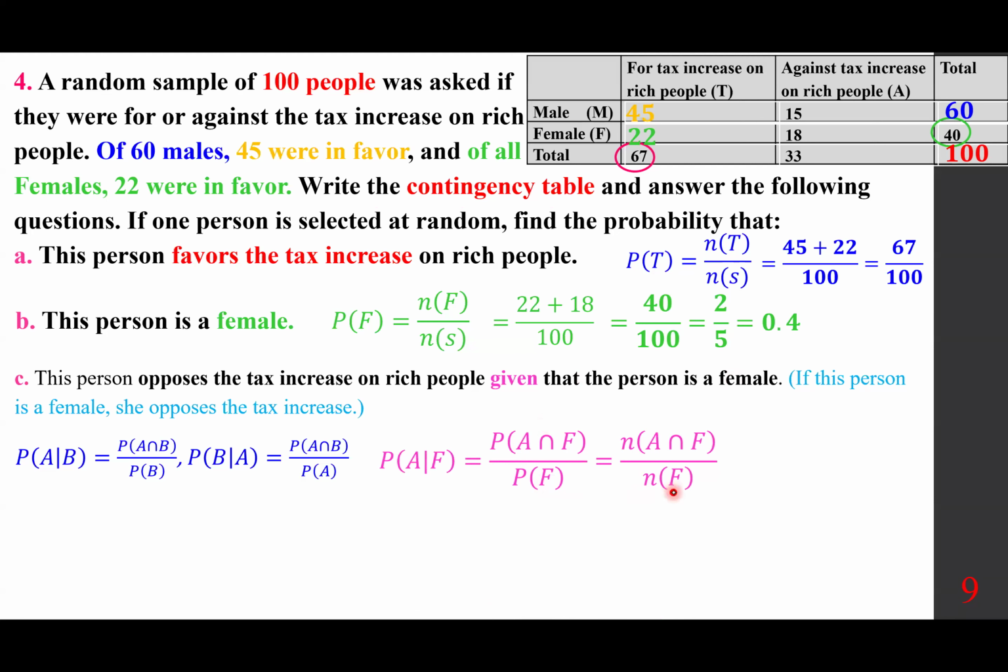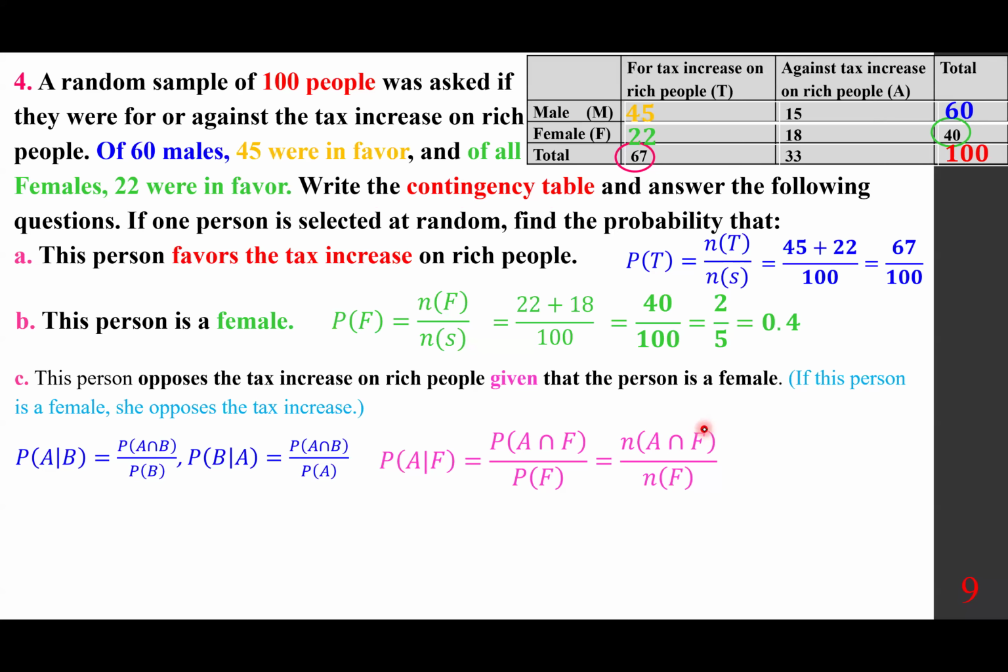What you should notice is that the sample space was 100. When it's a conditional probability, the sample space shrinks to what you see after the line segment. After the line segment comes the group called females, and therefore 40 is the denominator. So the sample space of 100 is now smaller. Now, out of those total 40 females, how many are against the tax increase?